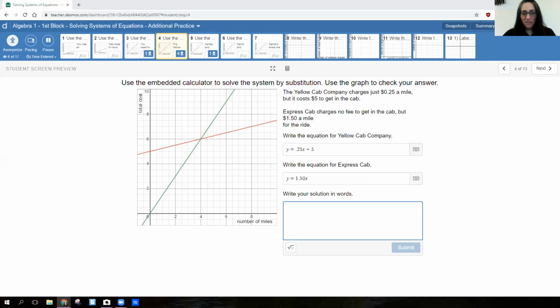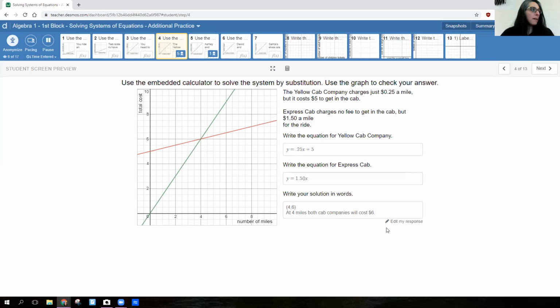All right, nice job. Very good. Yeah, at 4 miles, it's going to cost the same. So yeah, 4, 6. At 4 miles, both cab companies will cost the same, and that cost is $6. Very good. All righty, once you're ready, move on to slide 5.